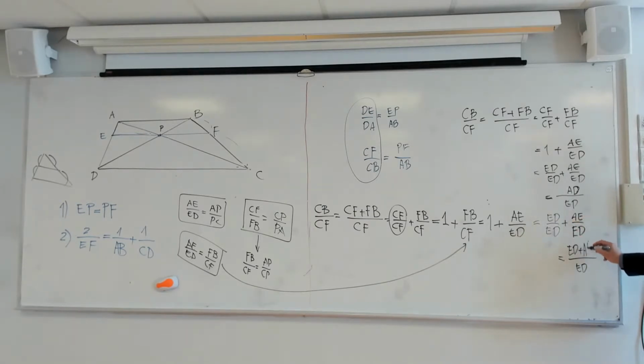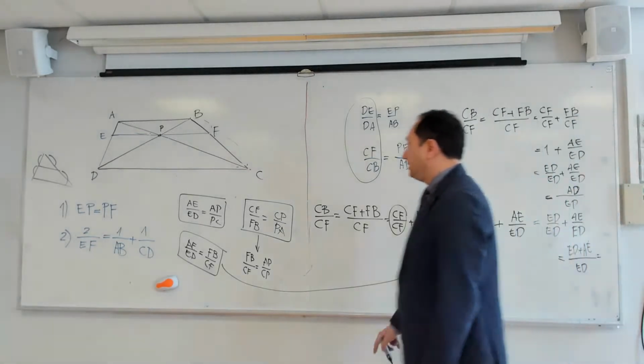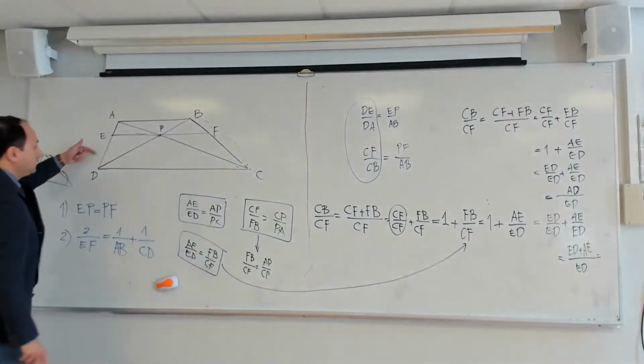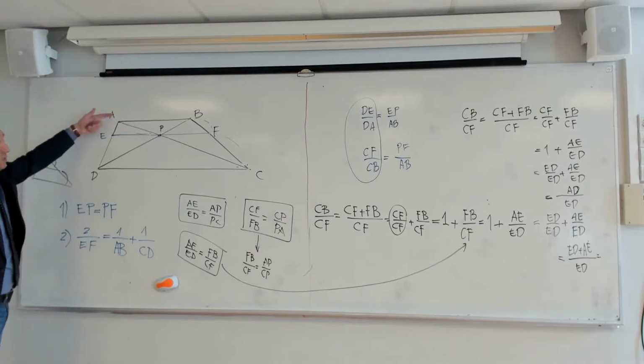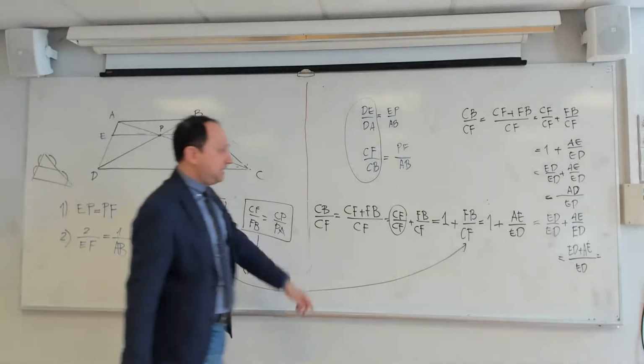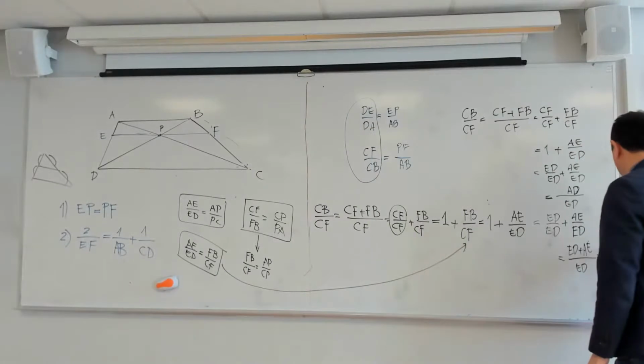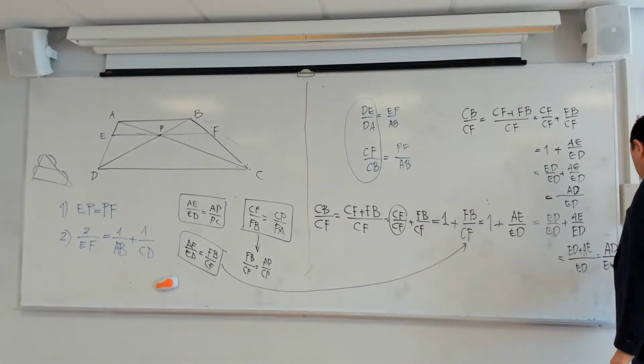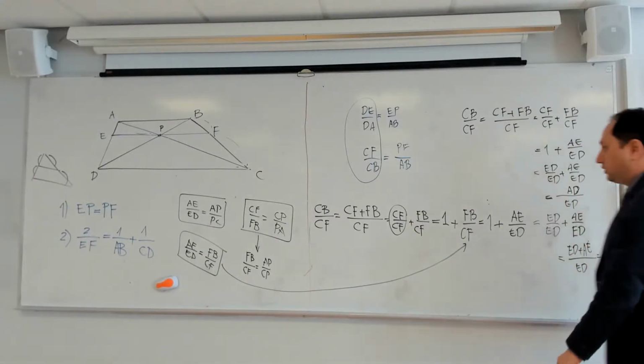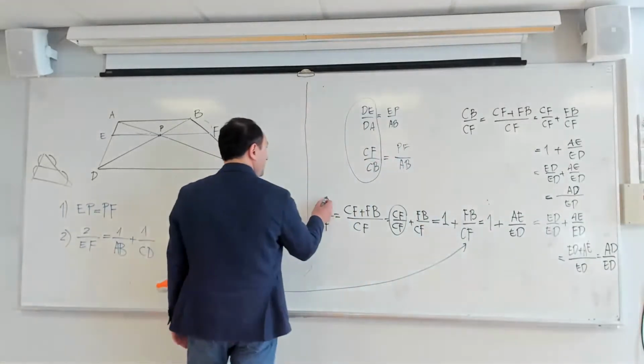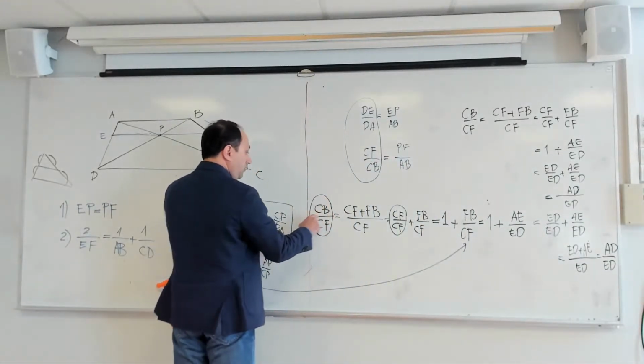And let us go back to the picture. What is this one? ED from E to D, AE from A to E. If I add them, it becomes AD. So I can write AD in the numerator. Understandable. Now, what we showed is that CB over CF.